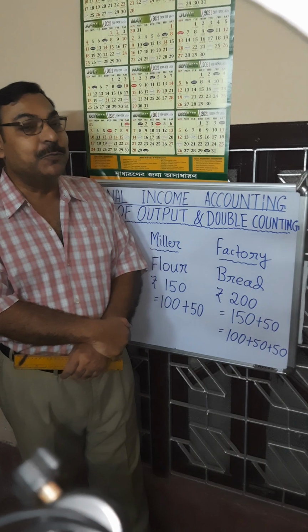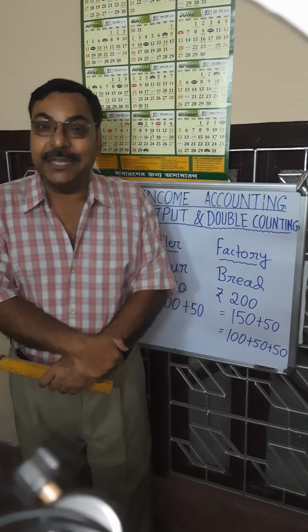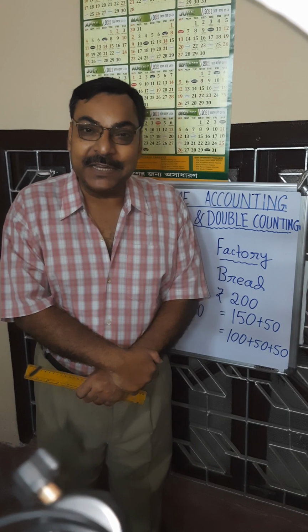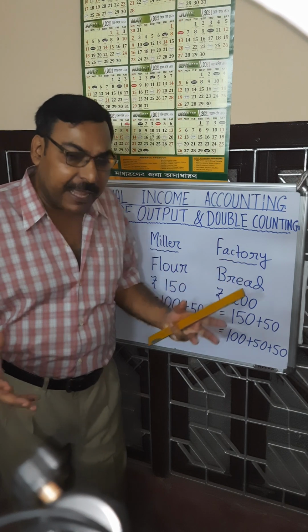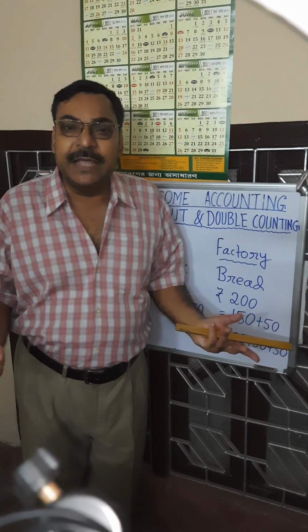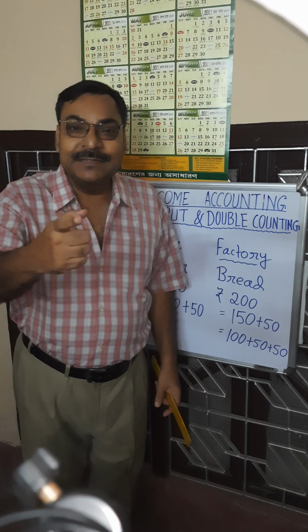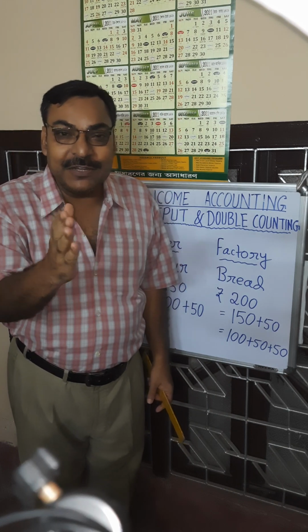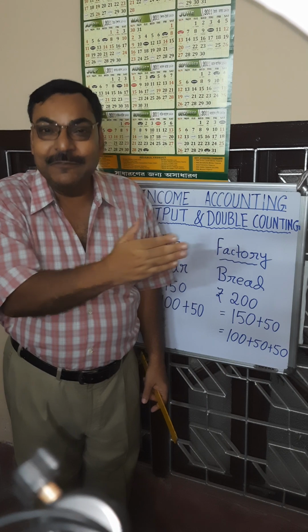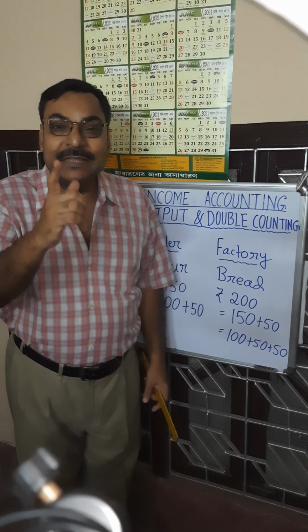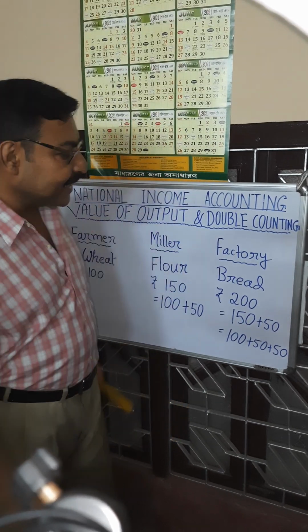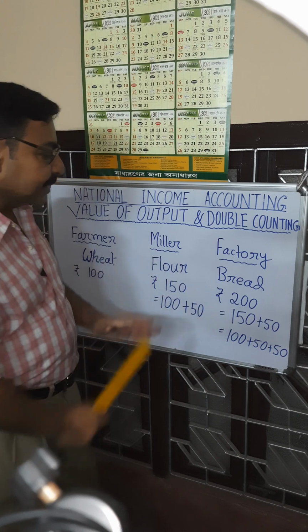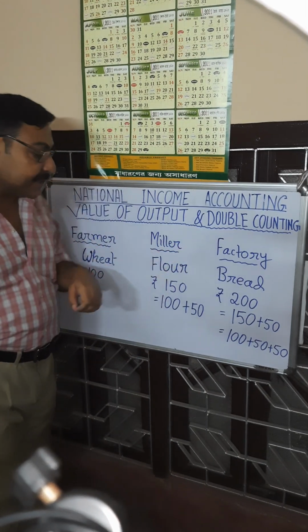This is why the concept of value of output is not taken into consideration at the time of national income accounting. Value of output means we will consider the value of whatever is produced in the economy. But if you do not separate the value of intermediary goods, that will lead to the problem of double counting. Now, to make it clear, here is an example. I think it will be helpful to understand.